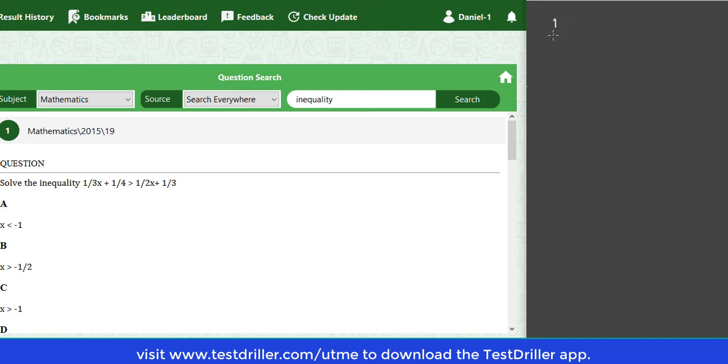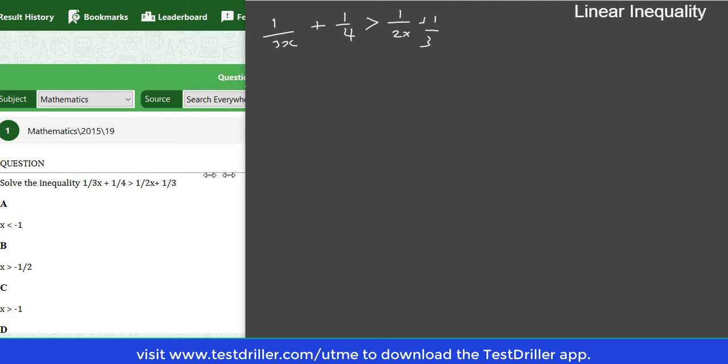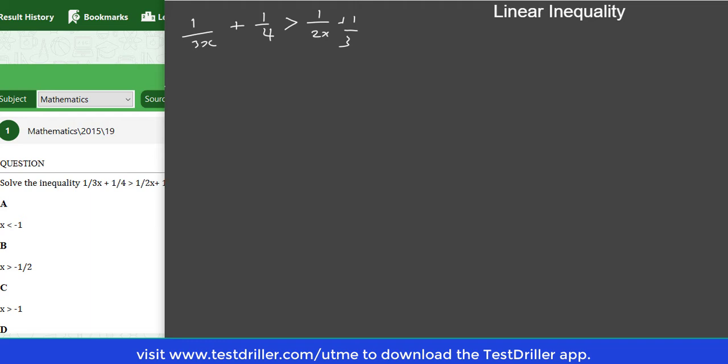That's 1 divided by 3x plus 1 over 4 greater than 1 over 2x plus 1 over 3. So this is the question, and the goal is to look for the value of x. So let's solve this. So what do I do first?